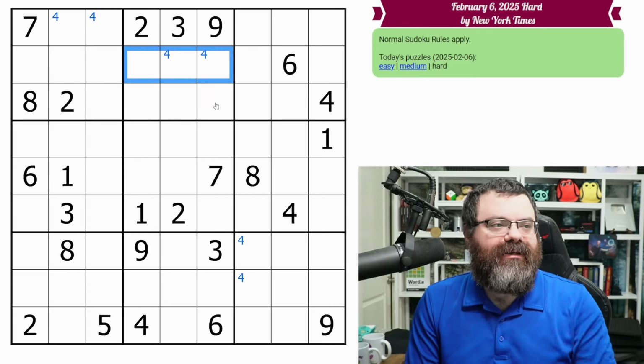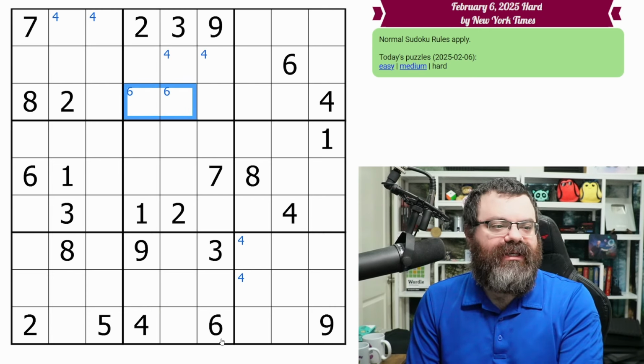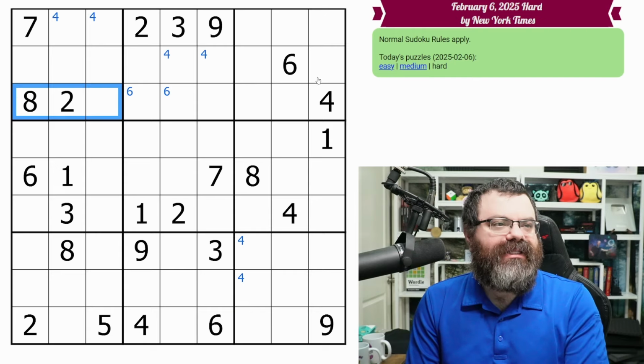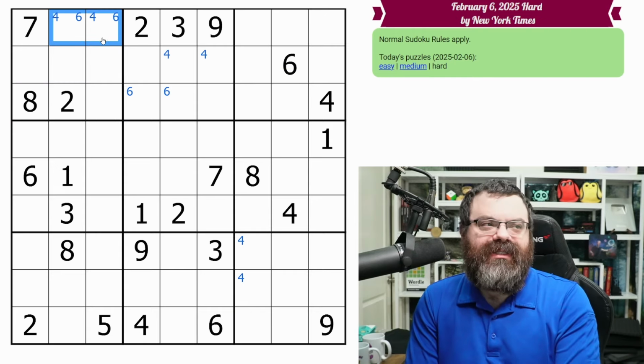Now the 6 looks in here, does something similar. So there's a 6 in one of these two. We have that 6. That points in along with this 6. That puts a 6 in one of these two.